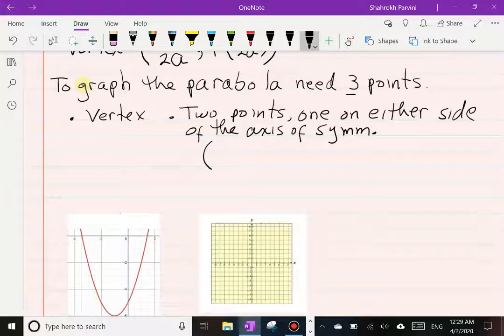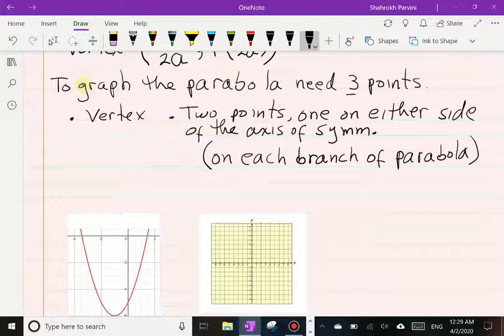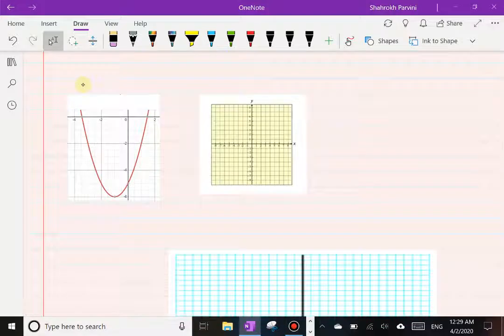Let me write that. By that I mean on each branch of the parabola: the right side and another one on the left side. Okay, so that's what we need.